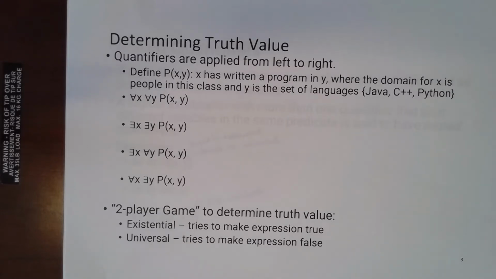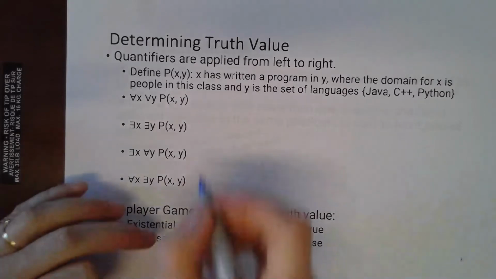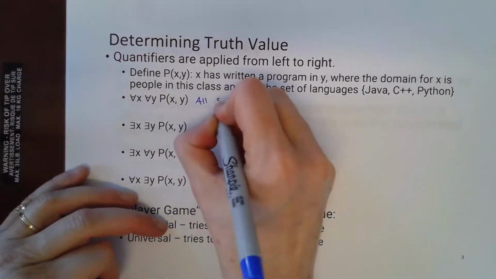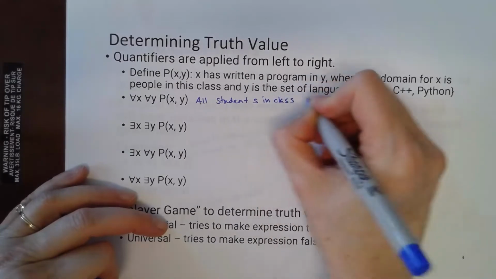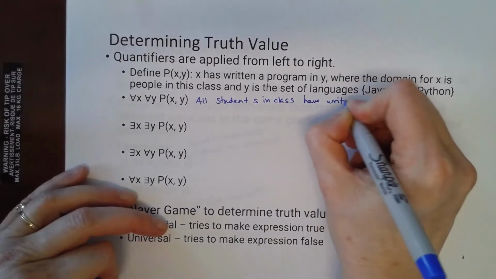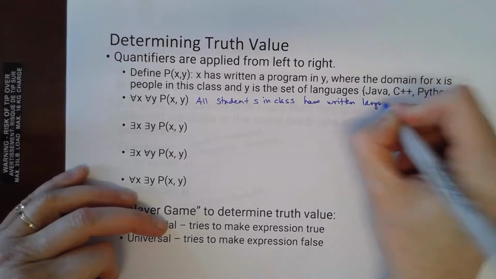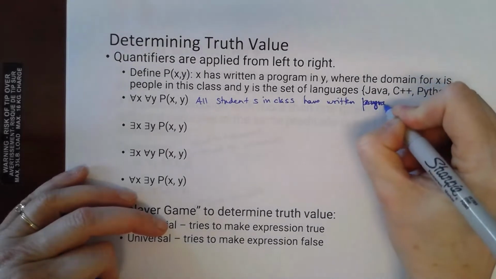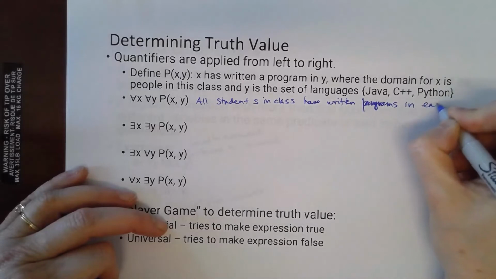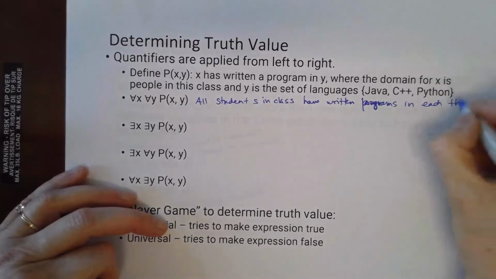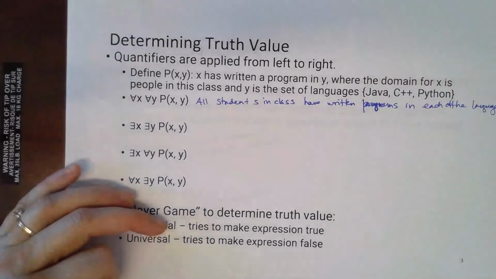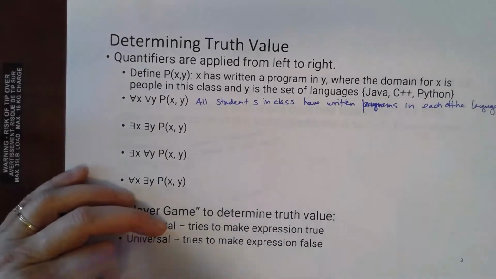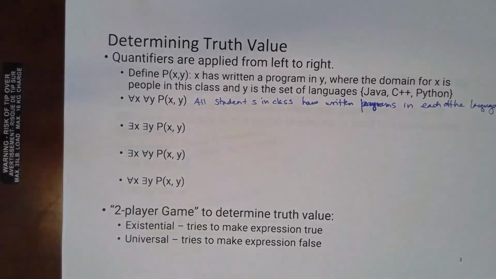Matthew: All students in the class have written programs in Java, C++, and Python. Yeah. Okay, so all students in class have written programs in each of the languages. I'm just going to say each of the languages. That implies Java, C++, Python, so I don't have to list them all out.